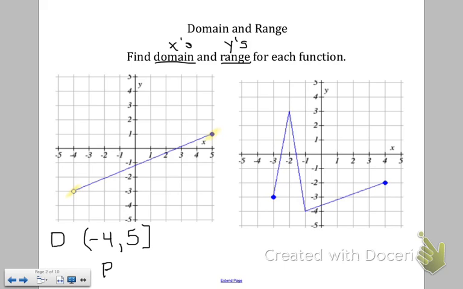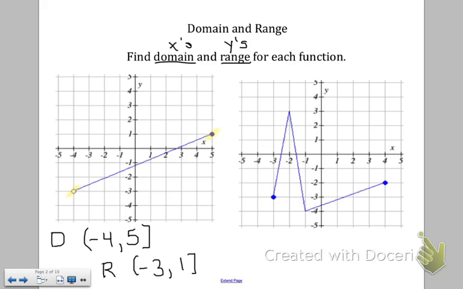Now let's talk about range. When we look for range, we're looking from bottom to top, at the y values. The lowest y value this graph has is -3, and the highest y value is 1. When the graph has a y value of -3, it's at that open circle again, so it's not included, and we use a parenthesis. When the graph has a y value of 1, that point is included because of the closed circle, so we put a bracket.